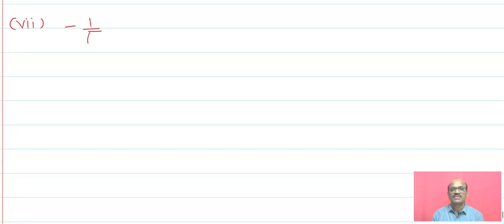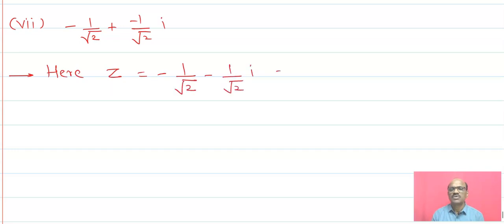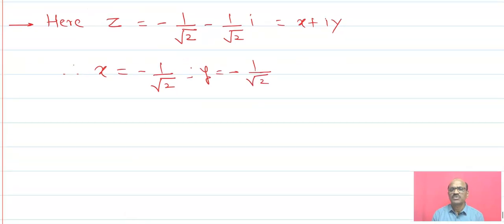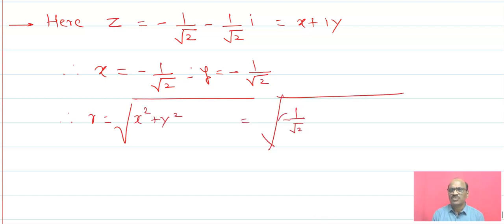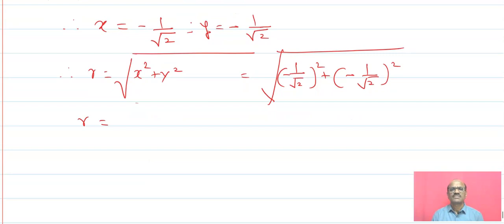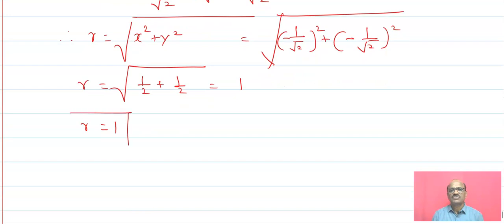Seventh, minus 1 upon root 2 minus 1 upon root 2 i. z is equal to minus 1 upon root 2 minus 1 upon root 2 i. z is x plus iy, x is equal to minus 1 upon root 2, y is equal to minus 1 upon root 2. R is equal to the root of x square plus y square, that is minus 1 upon root 2 bracket square plus minus 1 upon root 2 bracket square. Therefore r is equal to 1 upon 2 plus 1 upon 2, and that is equal to 1.